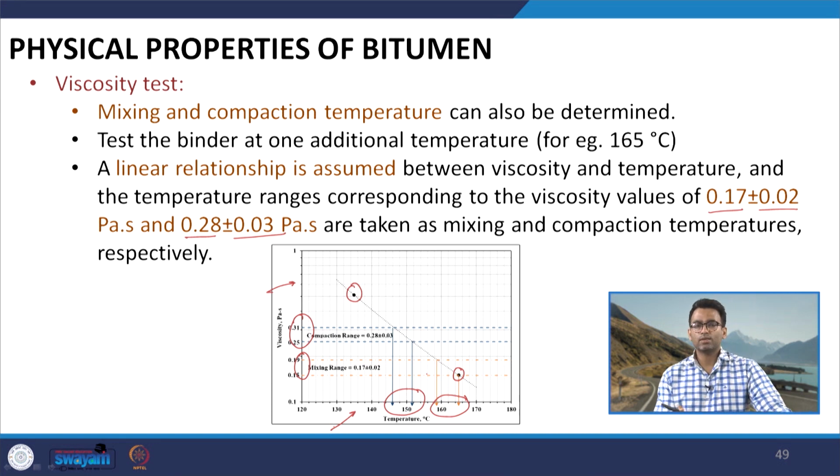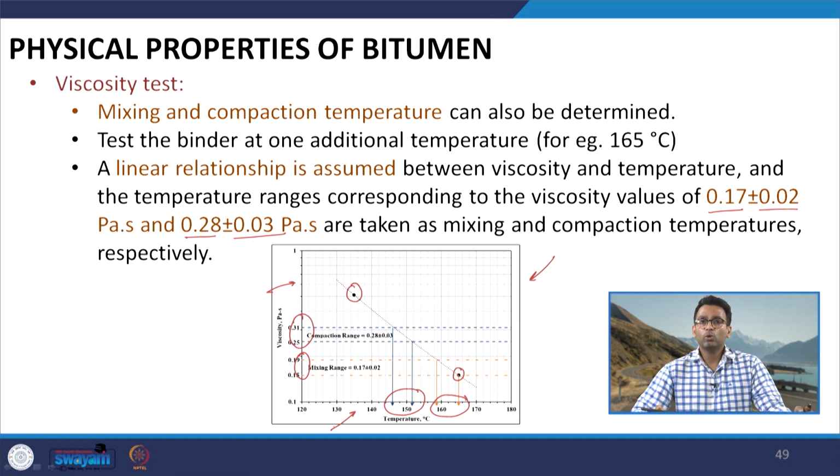Now, though this is a typical method or standard which is used, this particular method may not actually work for many different types of bitumen. This method is more suitable if the bitumen is a normal viscosity graded bitumen or an unmodified bitumen. Researchers have shown that for modified bitumen, for crumb rubber modified bitumen, and also for bitumen with additives such as warm mix additives, this particular method, which is called the equiviscous method, fails to give appropriate ranges of mixing and compaction temperature.